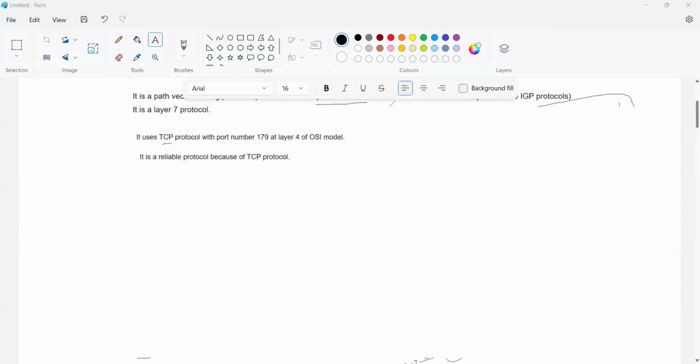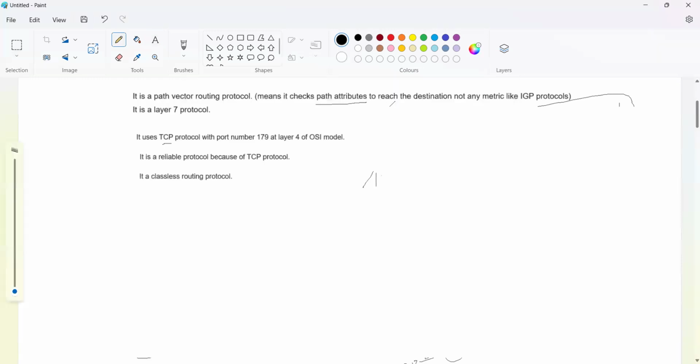And it is a classless routing protocol. What does that mean? Classless. What does it mean, classless routing protocol? Does it carry the subnet mask? Yes, it will carry the subnet mask, whether /17 or /25 or /28, the entire thing will be carried with the subnet mask. That is the reason it is a classless routing protocol.